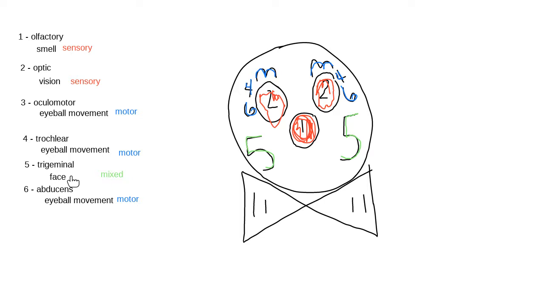It's also involved in helping you chew. That's why we call it a mixed nerve. It does sensory information, does motor information. It's considered mixed. Cranial nerve number 7 is also that way.